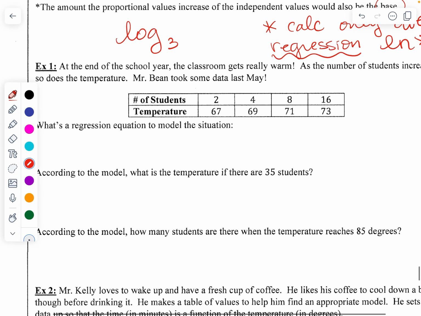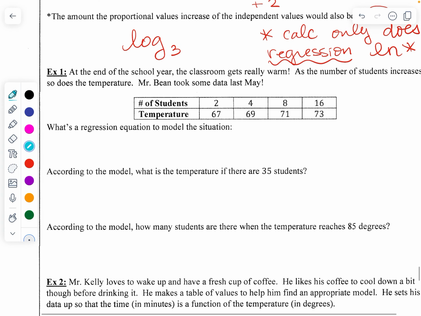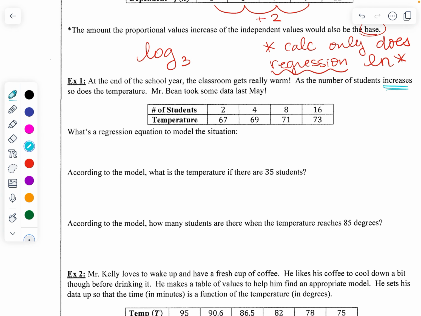So let's do example number 1. It says, at the end of the school year, the classroom gets really, really warm, as you guys probably remember. Here it gets really warm as well. As the number of students increases, so does the temperature. Mr. Bean took some data last May. We see that the number of students is multiplying by 2 every time, and then the temperature adds 2 degrees each time. This indicates a logarithmic relationship because the independent values are multiplying and the dependent values, the temperature, are adding every time.